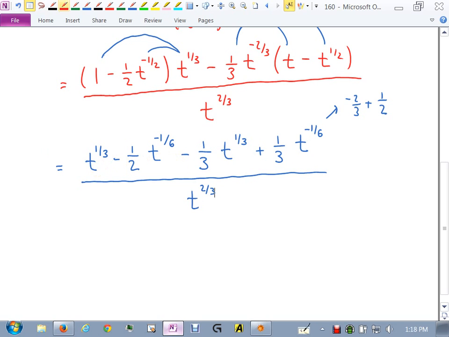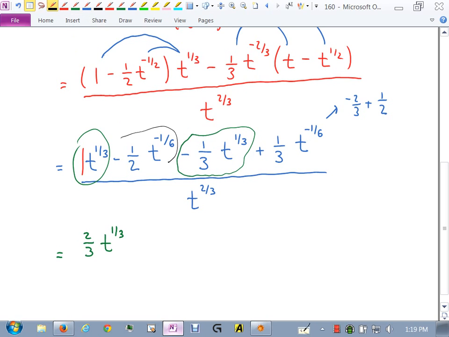So what's 1 t to the 1/3 take away a 1/3 t to the 1/3? 2/3 t to the 1/3. So I have 2/3 t to the 1/3. That's these two together right here. And then I have this right here can be put together with this right here.